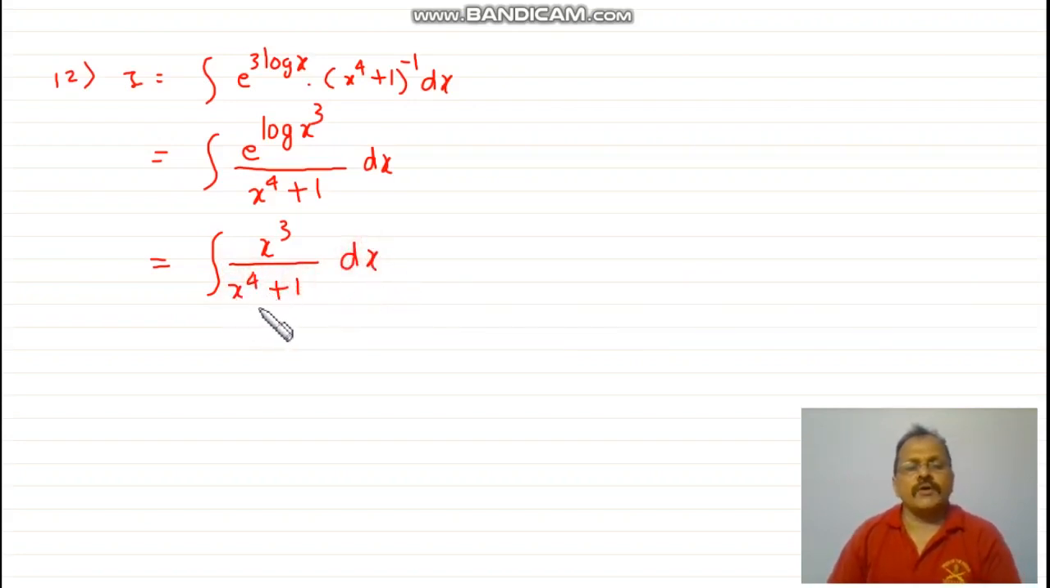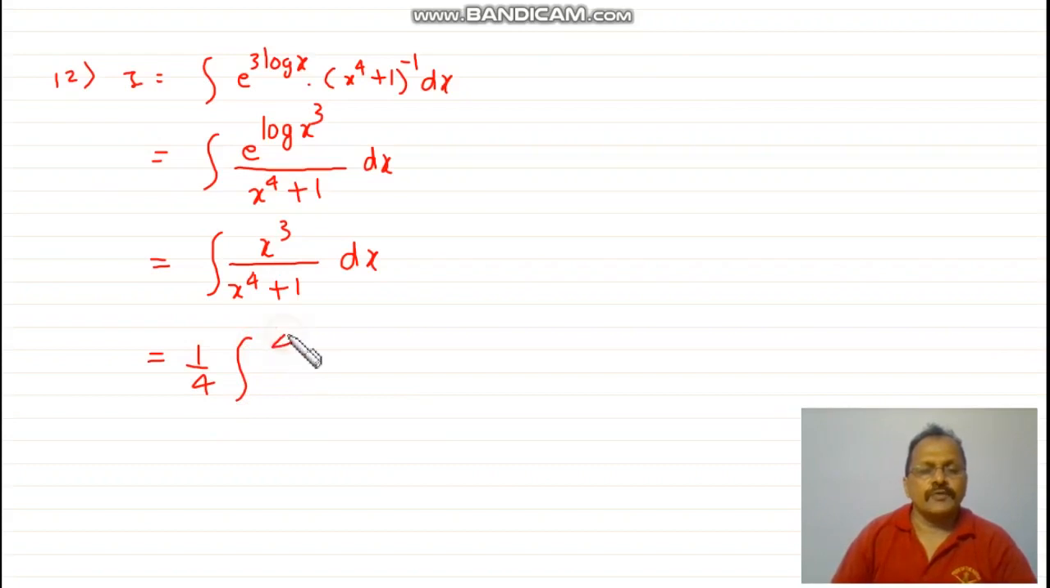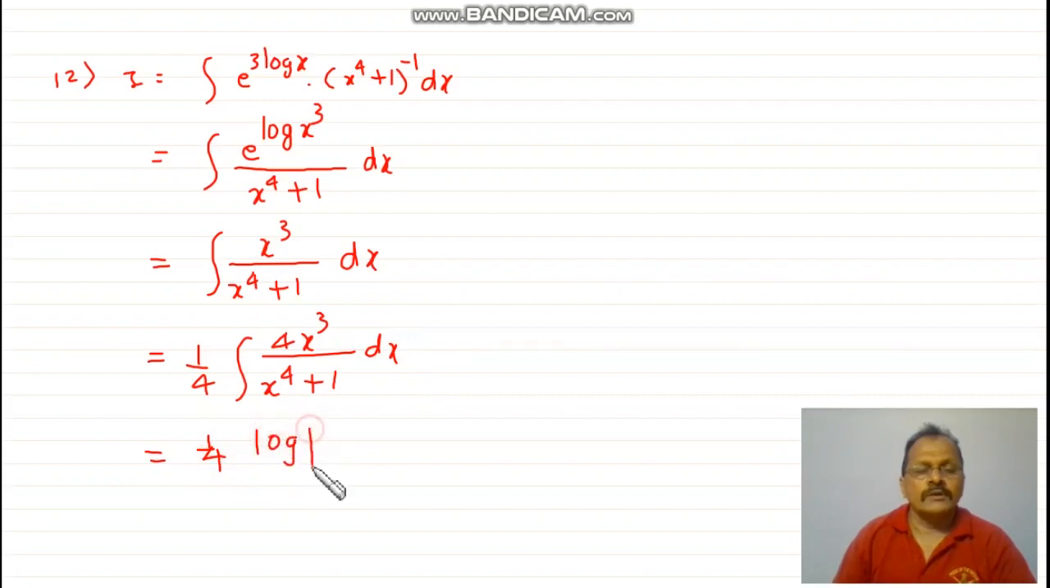The derivative of denominator is 4x cube. 4 is missing here, so I am going to multiply by 4 and divide by 4. Now the derivative of denominator is in numerator, and you have the answer 1 by 4 log of mod x raised to 4 plus 1 plus c.